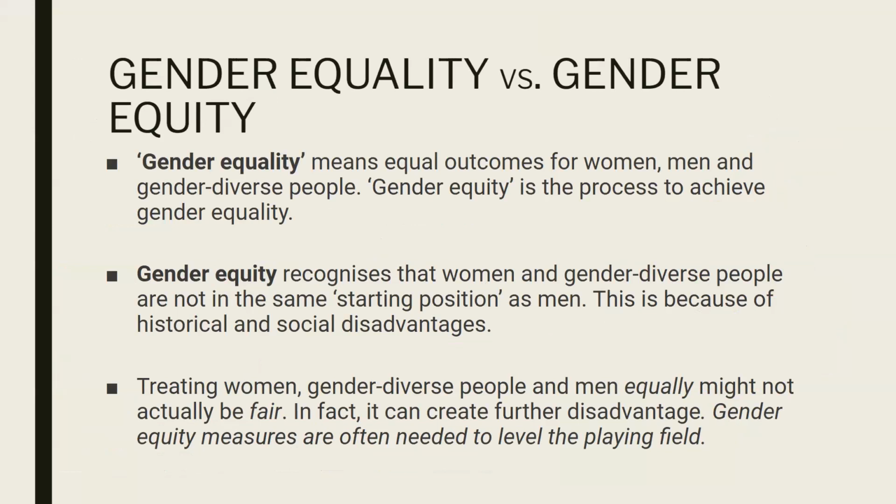So in terms of session one, one of the things that we were also making sure that we understood was the difference between equality and equity. And we came to the conclusion that equality means equal outcomes for girls and women, boys and men, and gender diverse people. And gender equity is the process to achieve gender equality. So with equality, we are looking more at similarity, and with equity, we are looking more at fairness. Yes, we can move on to the next slide.